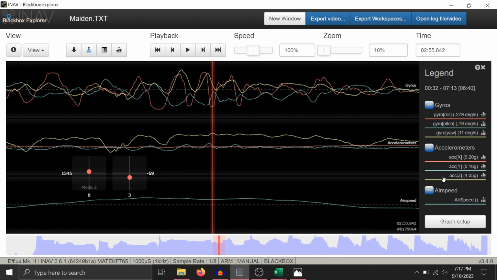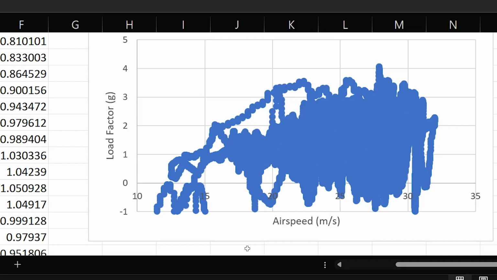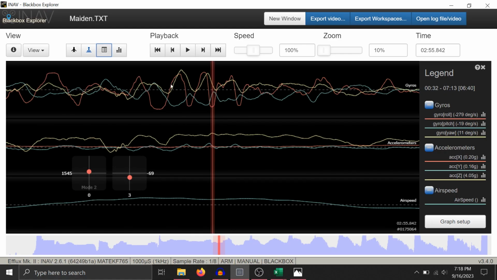And you can see here I'm pulling like 4G at 27 meters a second. So if you look at our VN diagram, 27 meters a second around here, 4G. So yeah, we're like right up here. And that's probably fairly close to the edge of the flight envelope there. So I could definitely see this being very close to stall and wing rock territory.